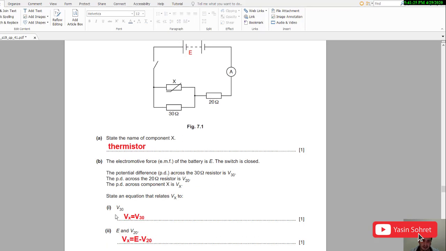When we look at E, V20 and VX, what is the relationship between them? V20 and X are in series with each other, so they share the potential difference. So we say VX is equal to the total EMF, E, minus V20. That gives us the relationship.